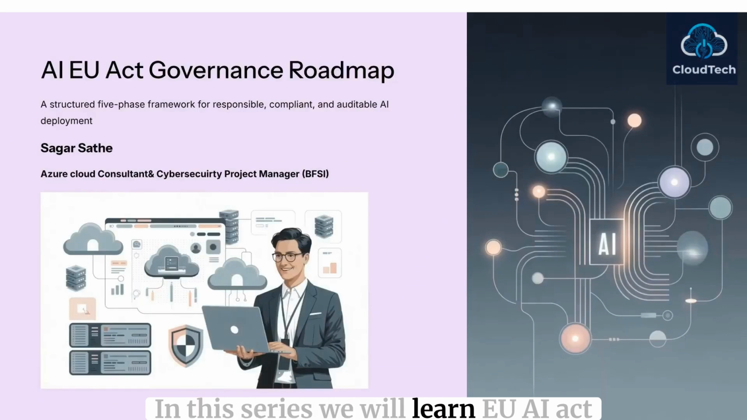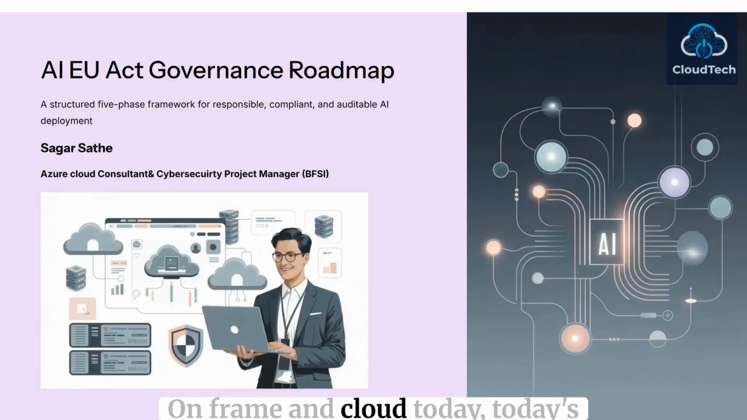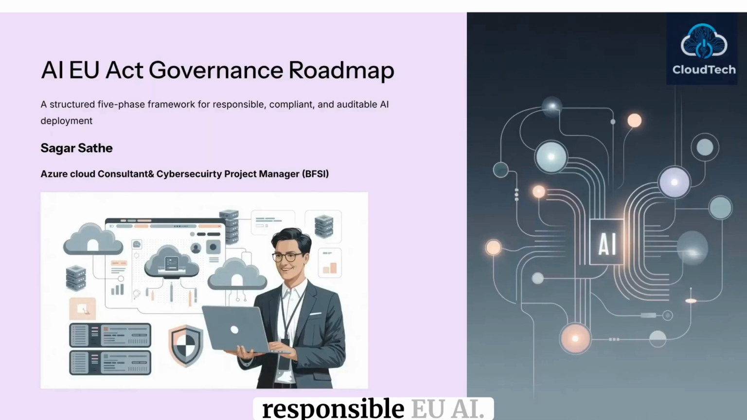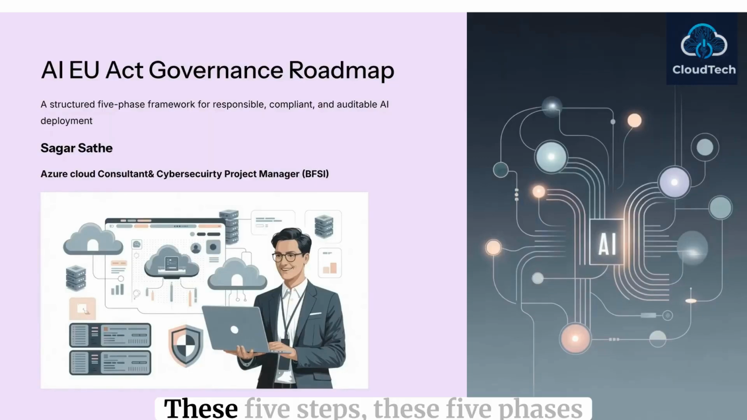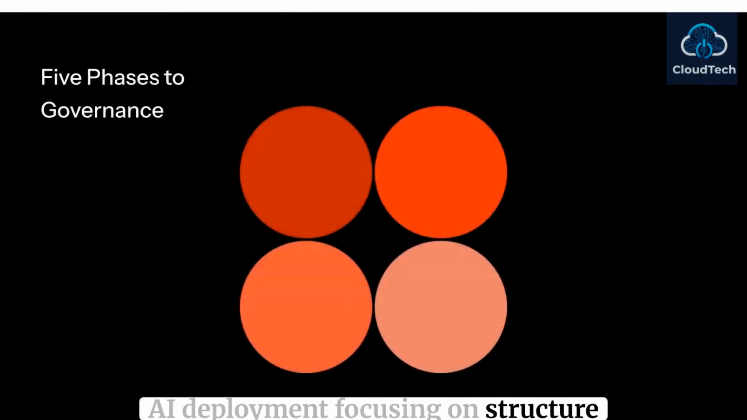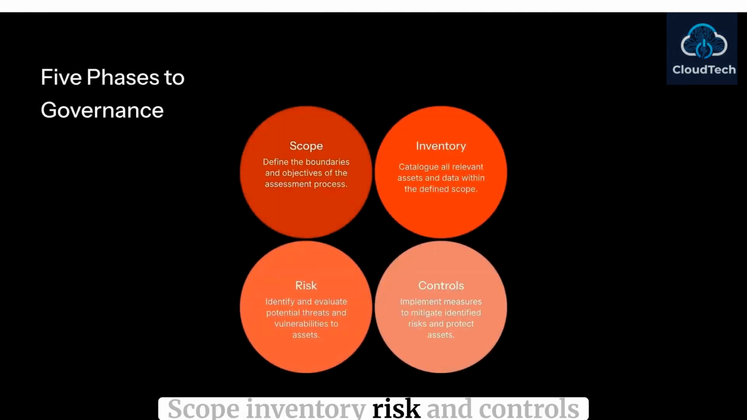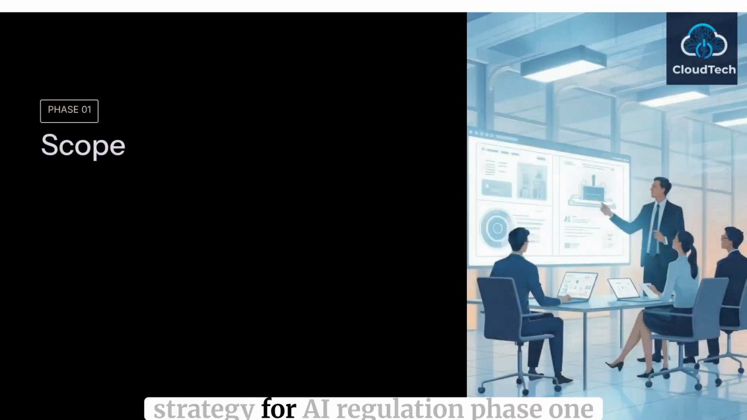In this series, we will learn EU AI Act and 42001 mapping on-prem and cloud. Today's video is an overview of the EU AI Act and 5 steps to prepare inventory, risk classification, and controls for responsible AI. This five-phase framework is designed for responsible, compliant, and auditable AI deployment, focusing on a structured approach to governance and security of AI: scope, inventory, risk, and controls. We will now explore these phases in detail, ensuring a comprehensive strategy for AI regulation.